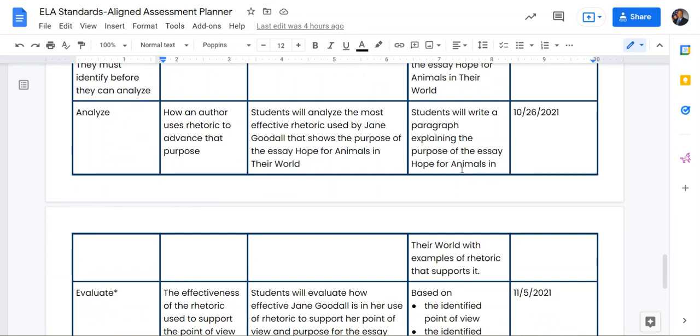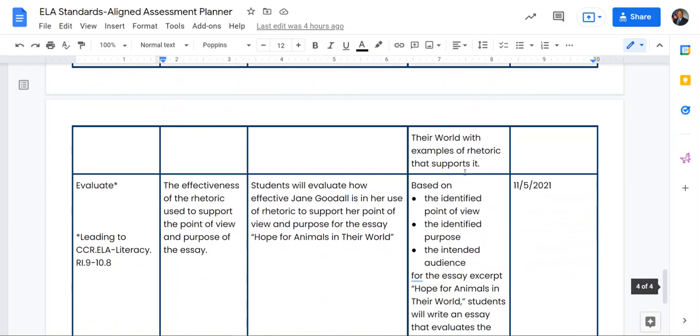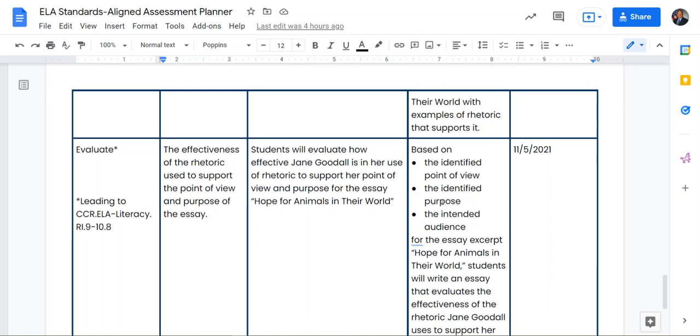These are my formative assessments, which leads to my summative assessment for this assignment, which will be a full-blown essay. So based on the identified point of view, the identified purpose, and the intended audience, which we would talk about, I would have to provide them with instruction for that.